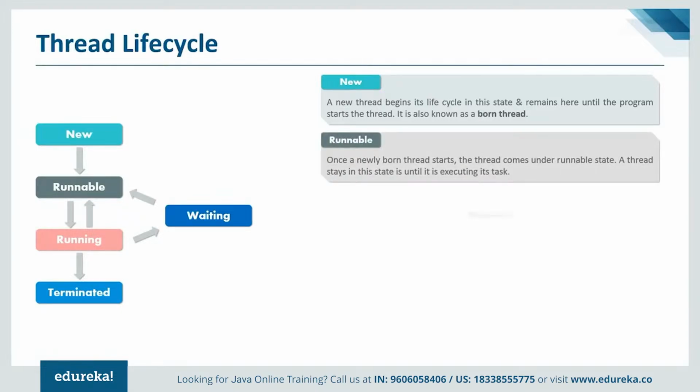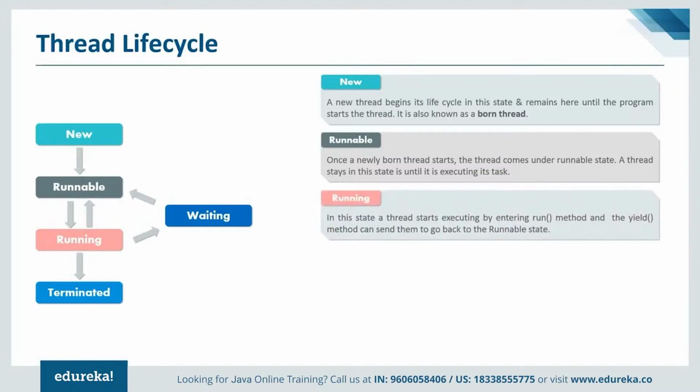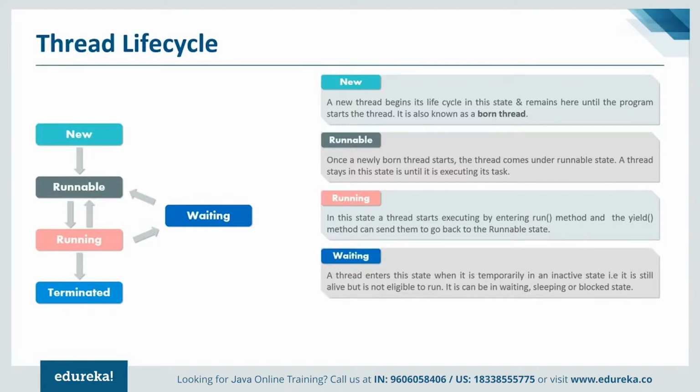Thereafter, once a thread is created, we start the thread. Once we start the thread, the state is changed to the runnable state, so that it can run. And finally, your thread is now running. Running means it is executing a run method, which is the method we have to override from the Thread class. And we even have the yield method that can send it back to the runnable state again. What is the waiting state?